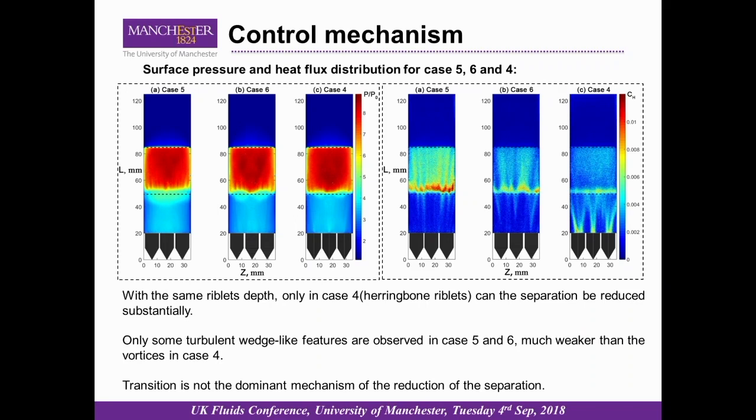As you can see, only in case 4 can the separation area be reduced substantially. And in case 5 and 6, you can only see some random turbulent wedge features here, and not the counter-rotating vortex structures here as in case 4. So we assume that transition is not the dominant mechanism of the reduction of the separation in this case.